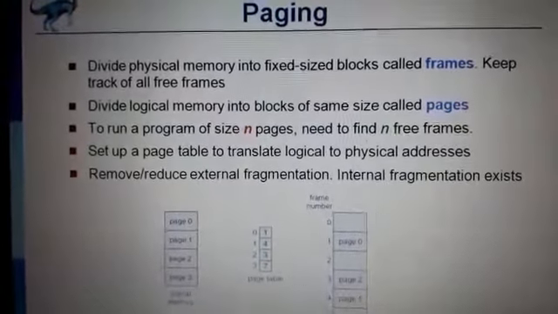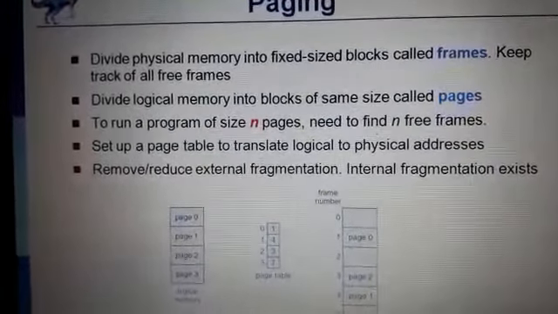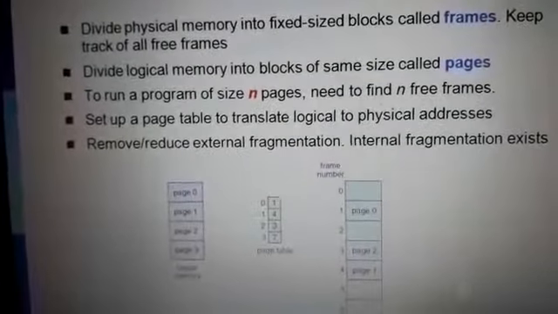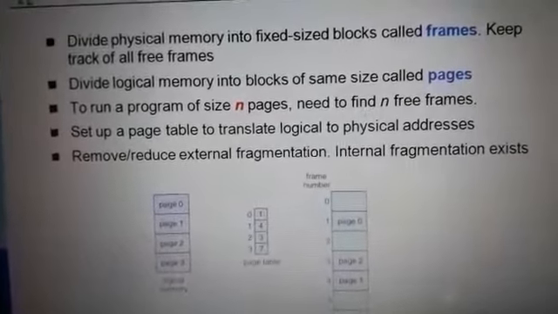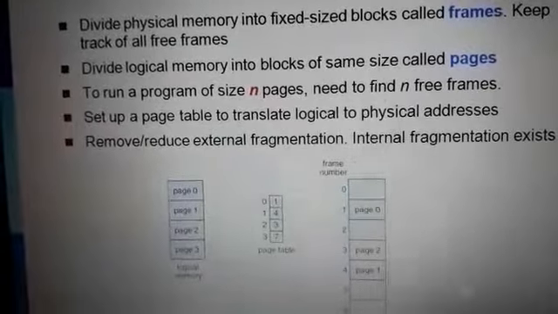Paging. Divide physical memory into fixed size blocks called frames. Keep track of all the free frames. Divide logical memory into blocks of the same size called pages. To run a program of size n pages, need to find n free frames. Set up a page table to translate logical to physical address. Remove or reduce external fragmentation.